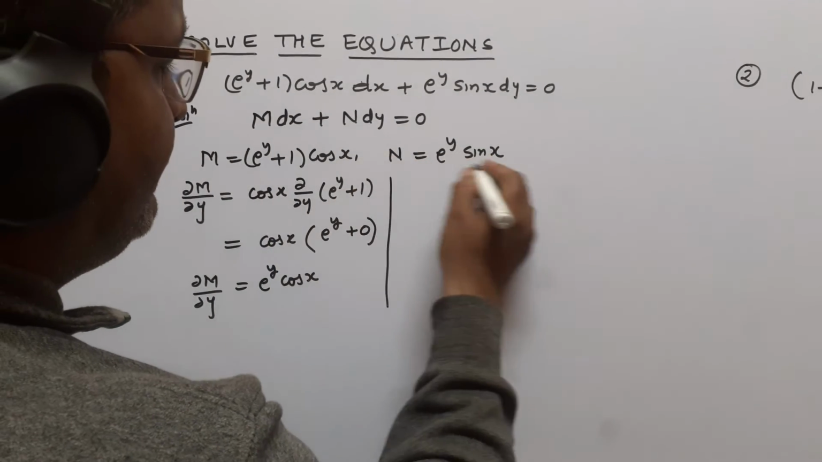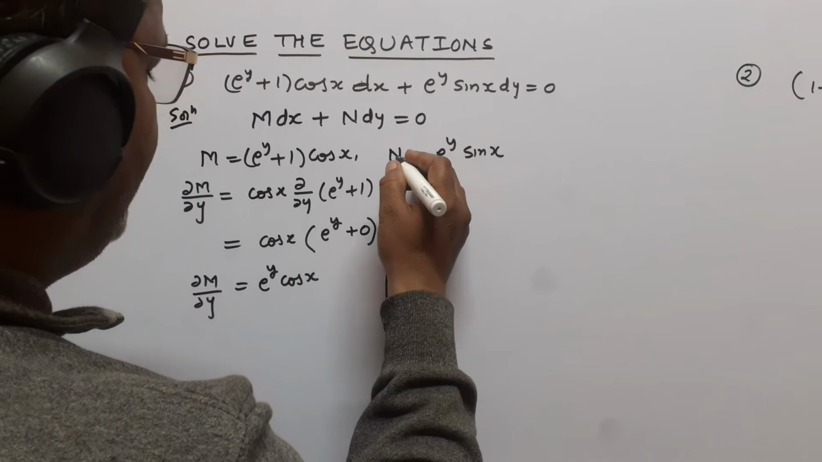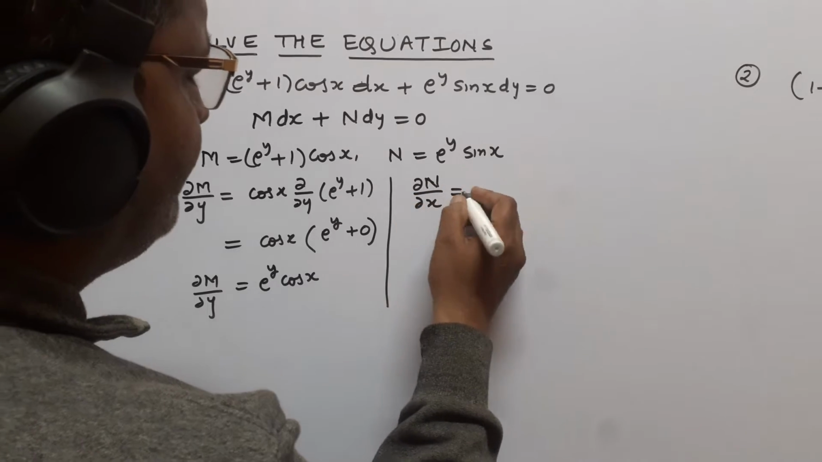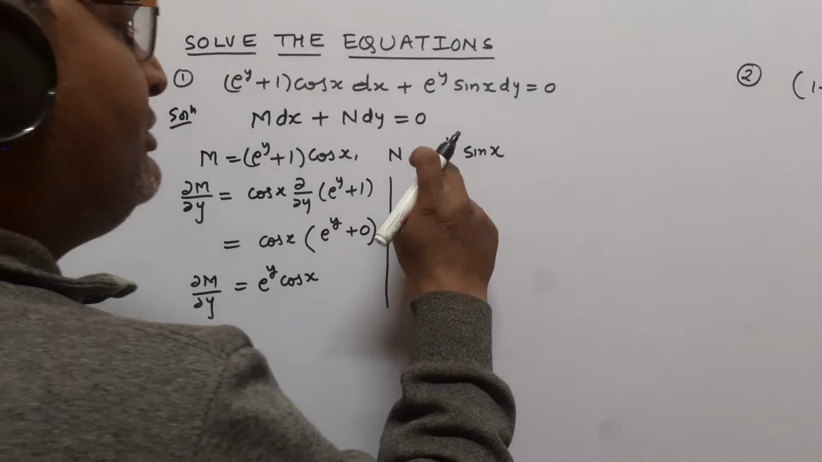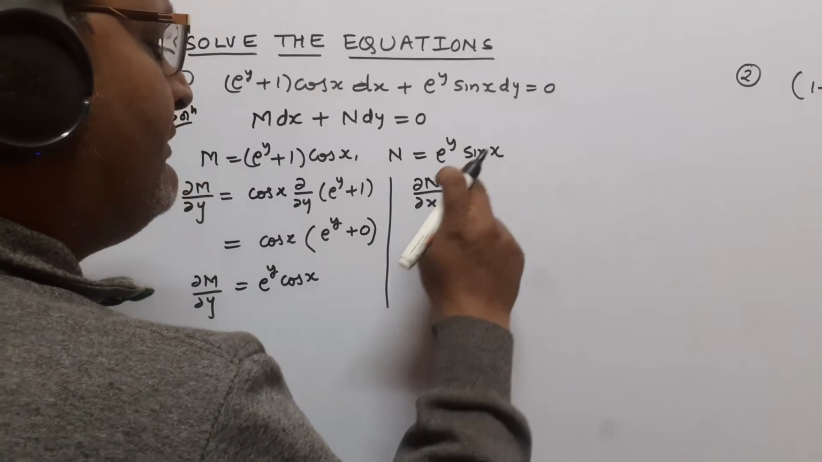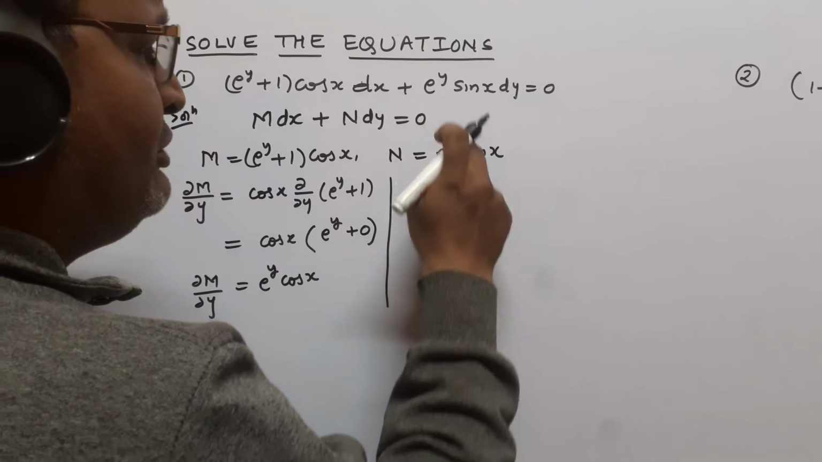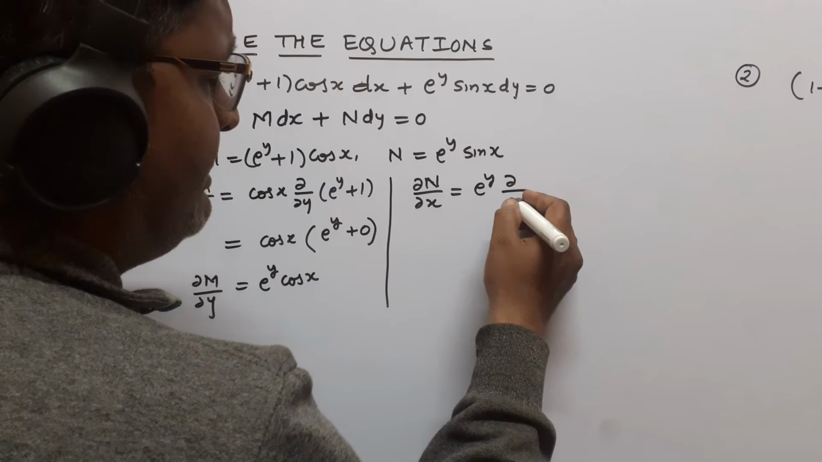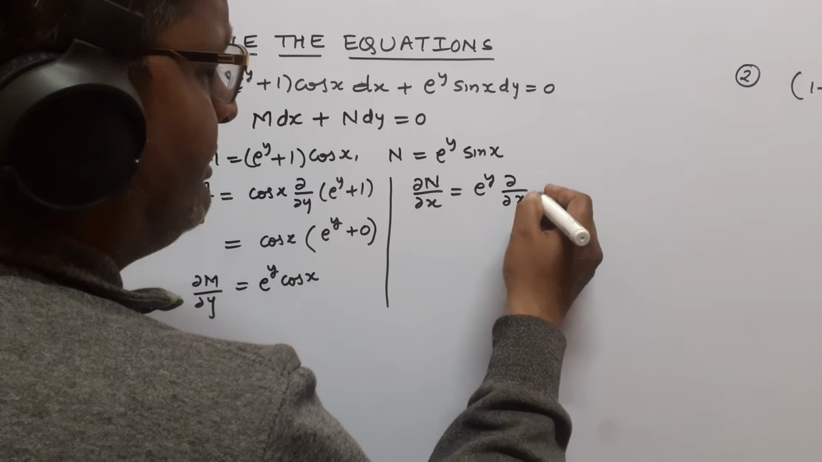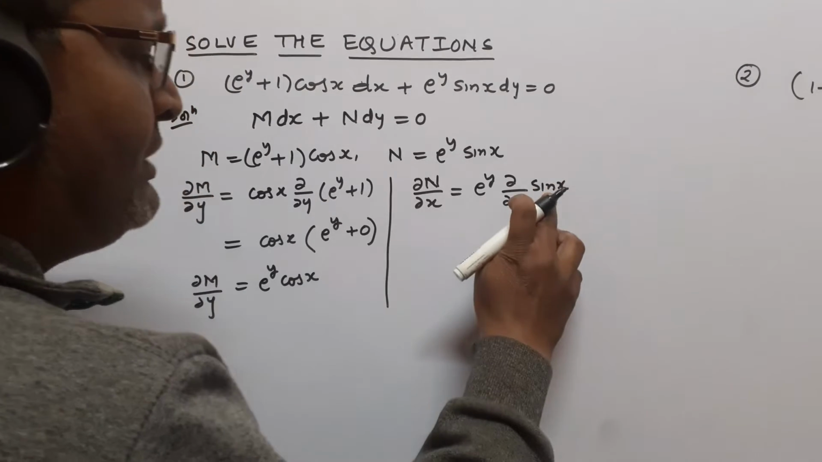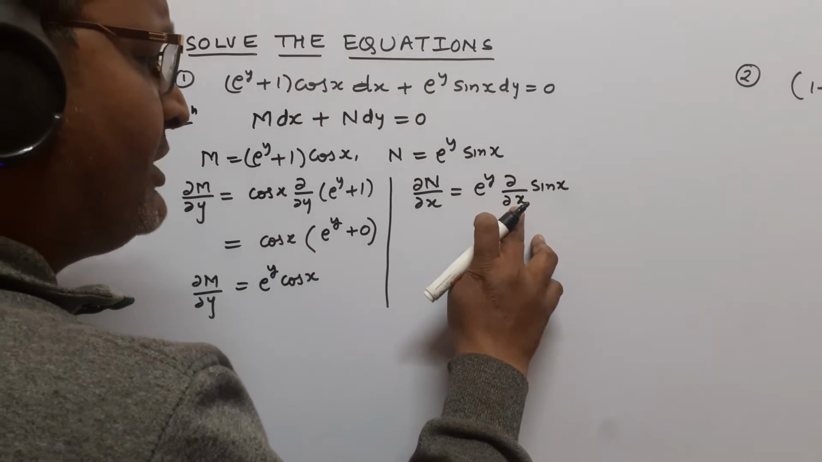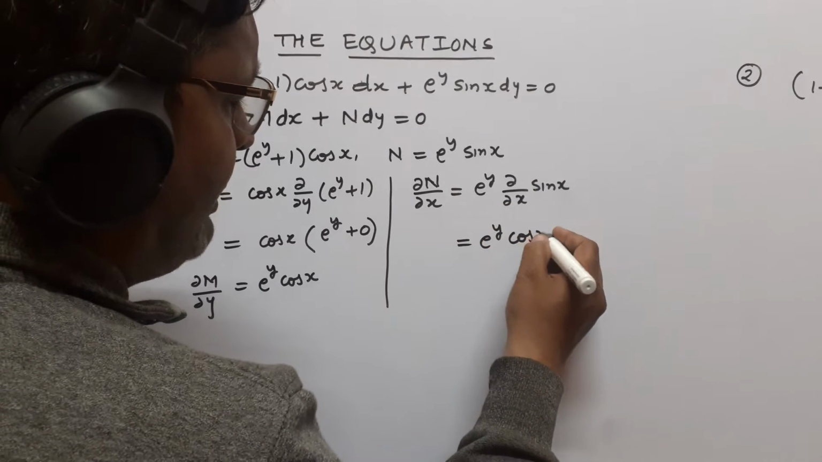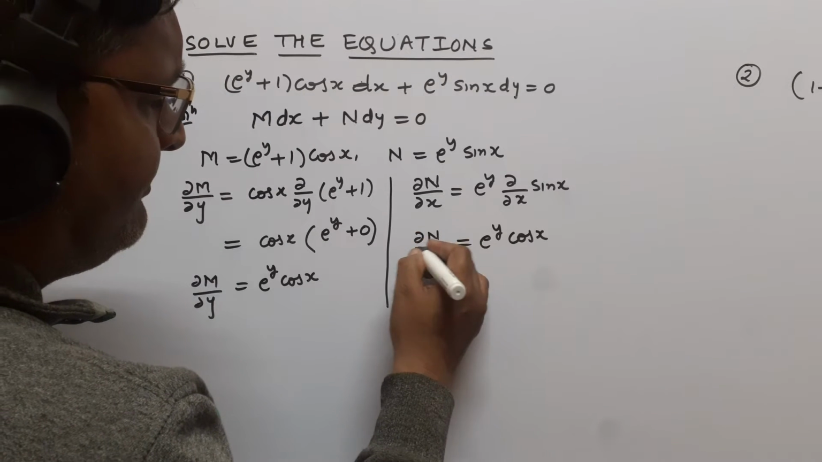Now we differentiate this capital N partially with respect to x. So we get here del N by del x. When we differentiate this e to the power y multiplied by sin x with respect to x, this e to the power y is constant. So this can be written as e to the power y multiplied by del by del x of sin x. We know that differentiation of sin x with respect to x is equal to cos x. So this can be written as e to the power y multiplied by cos x.